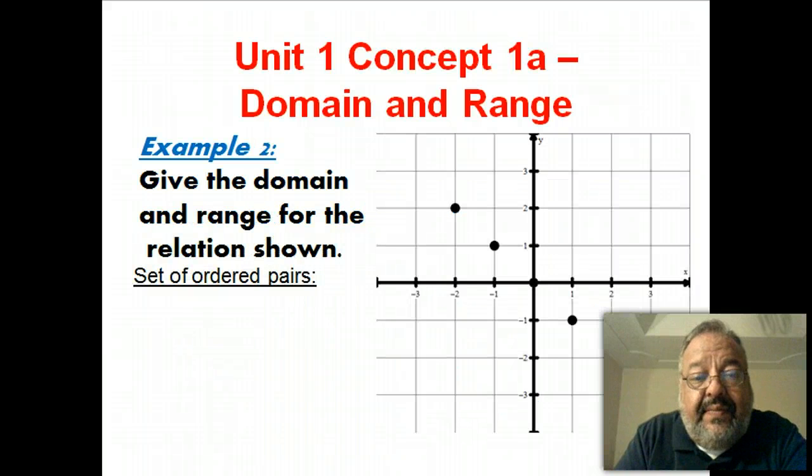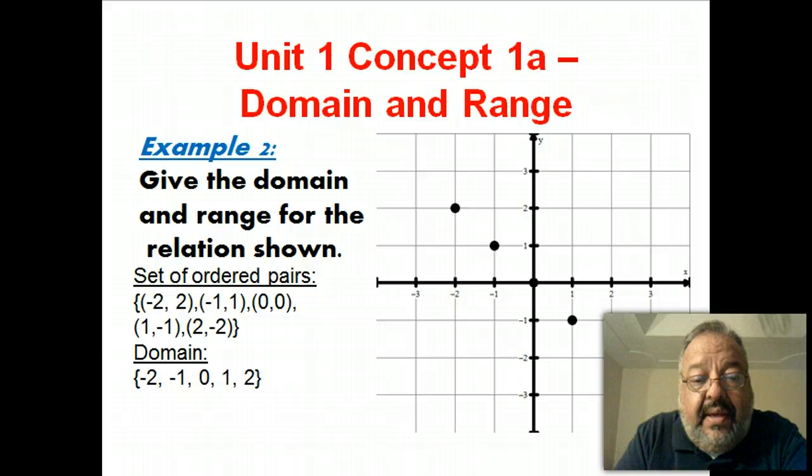Example number 2. Give the domain and the range for the relation shown. First I want to write these down as a set of ordered pairs. Each one of these points is represented here as a set of ordered pairs. So the domain is going to be all the X values, from -2, -1, all the way to 2. Remember this is a discrete graph because they're individual points. So the range is going to be all the Y values.